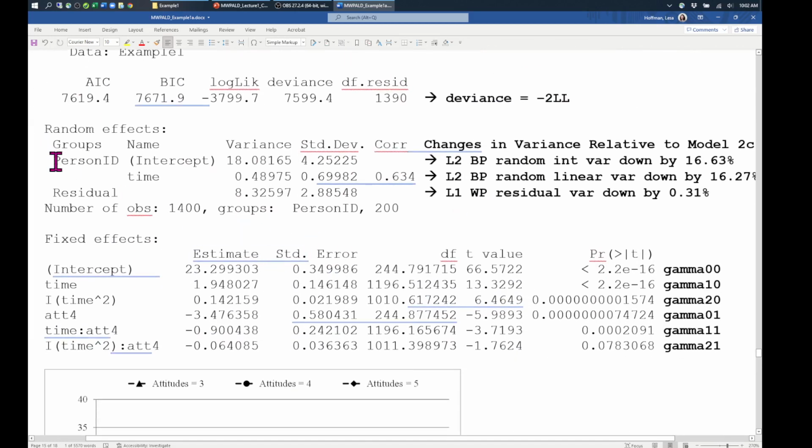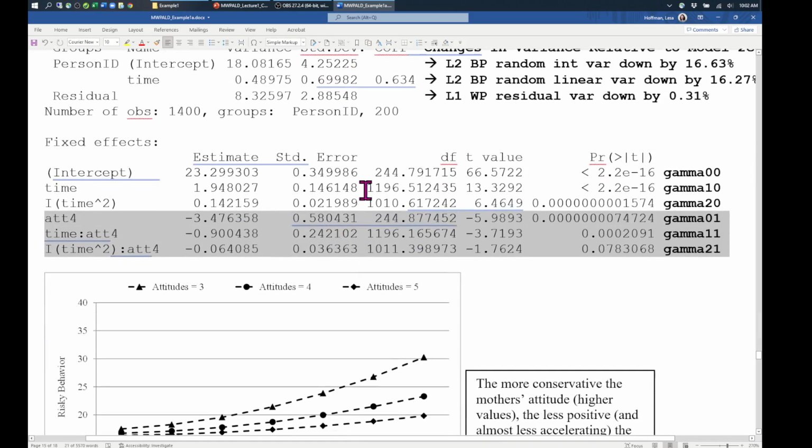So I have indicated how the variance components changed as a function of those 3 new fixed effects. And here are the 3 new fixed effects. So it looks like we have a significant effect of attitudes by itself. Given the rest of the model's interaction terms, this is conditional on age 18. So at age 18, for every unit more conservative your mother's attitudes were measured at age 12, your risky behavior is significantly lower by 3. So it did help, I guess.